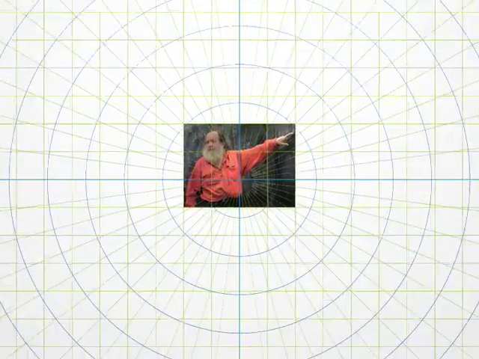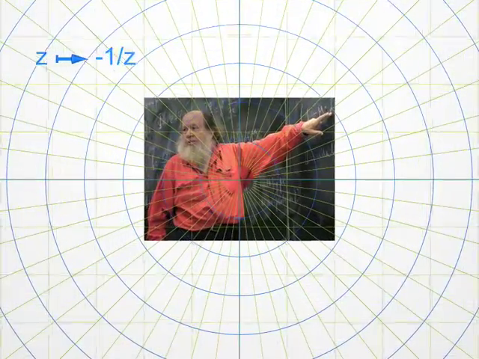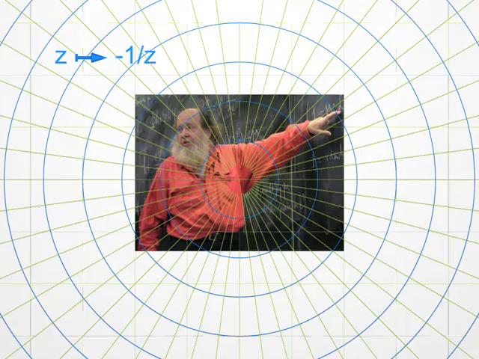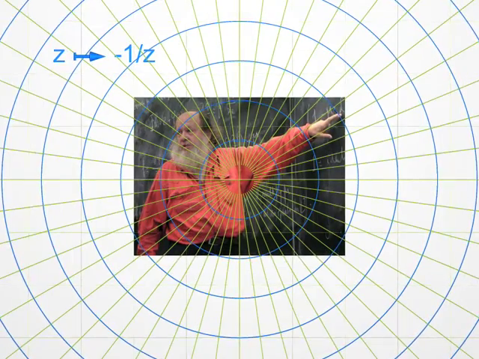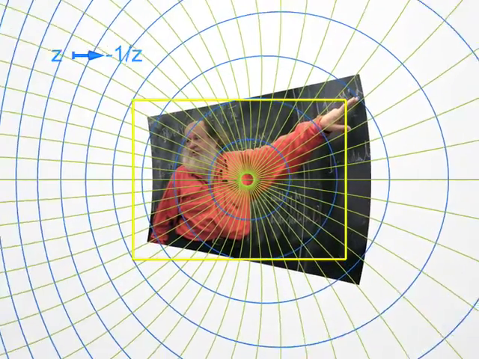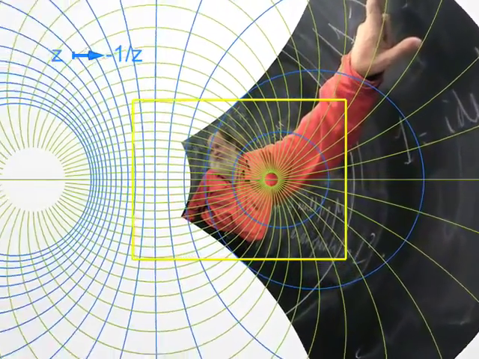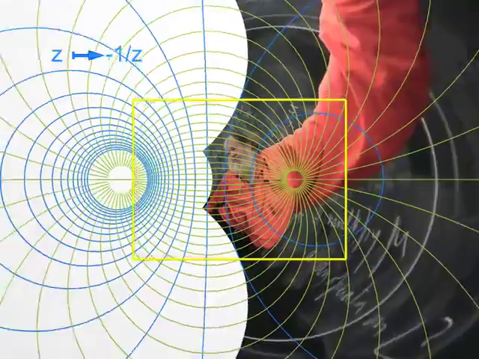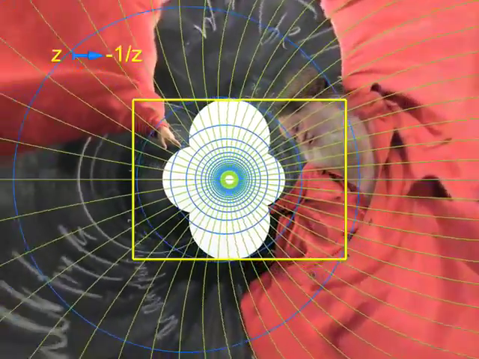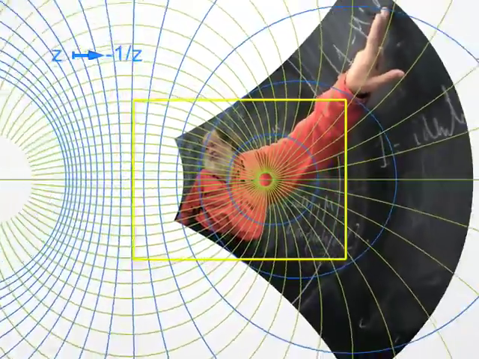Now let's go to a new transformation, sending the point Z to minus 1 over Z. Don't forget, with complex numbers one can add, multiply, but also divide. Not by 0, of course. Doesn't this image remind you of the Sistine Chapel? Large complex numbers with a large modulus become small when one takes their inverses, and conversely.